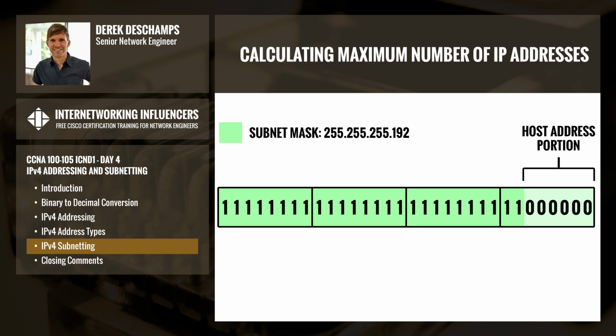Now we need to ensure that we have enough host address bits left over to be used to define the IP addresses for our hosts. We can see that after borrowing the 2 subnet bits, we now have a total of 6 bits to be used for host address bits.